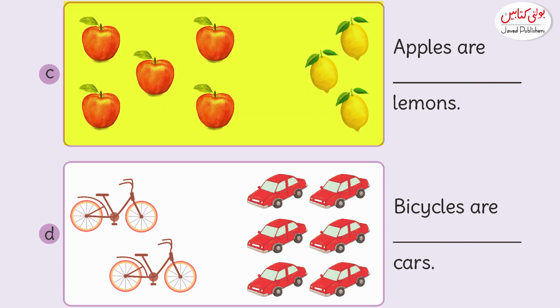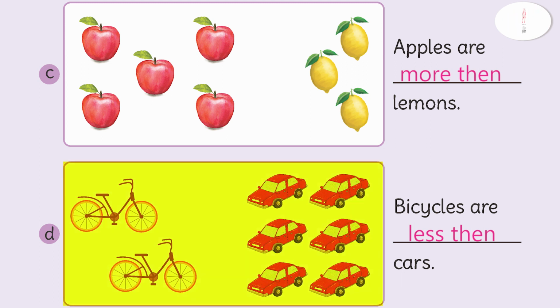Next, apples and lemon. How many apples are there? 5. And how many lemons are there? 3. So हम यहाँ लिखेंगे apples are more than lemons. The next is cycle, bicycle and cars. So आपको देखते साथ क्या लग रहा है कि कौन किसकी क्वांटिटी ज़्यादा है? Cars की और bicycle की कम. तो हम यहाँ लिखेंगे कि bicycles are less than cars.